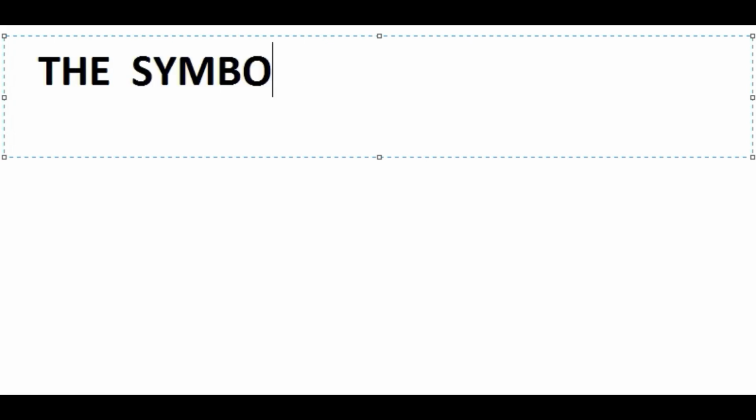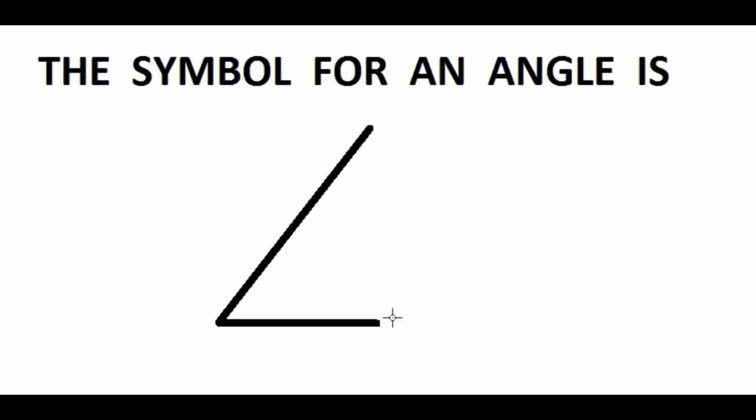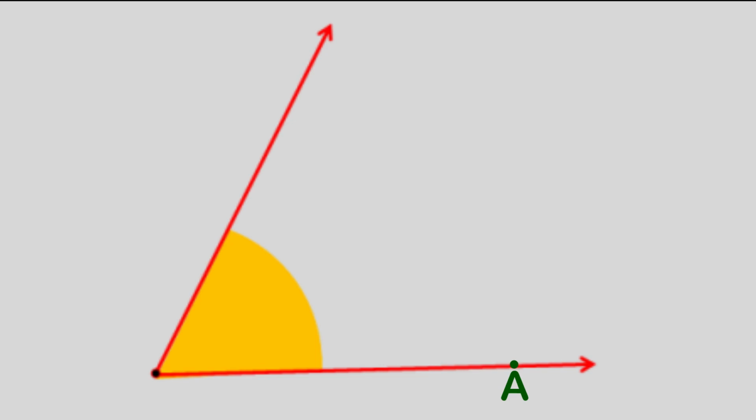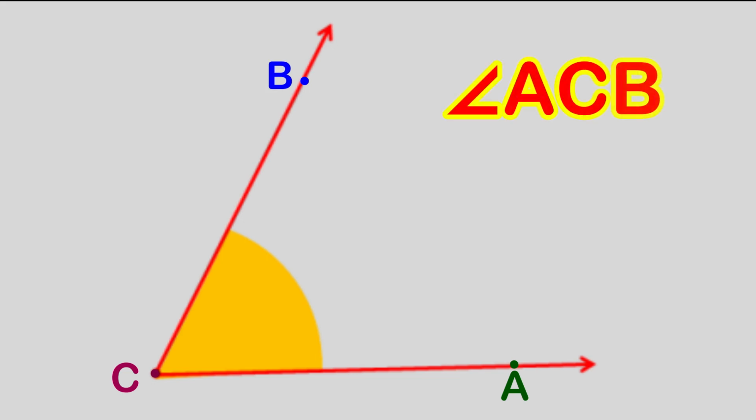Symbol for an angle. Naming an angle. Let A be a point on one arm of an angle, B be a point on the other arm of the angle, and C be the vertex of the angle. Then the full name of the angle is angle ACB and the short name of the angle is angle C, since C is the vertex of the angle.